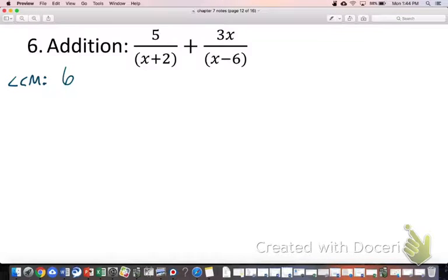An x and a 6. So 6x. Yeah. Any other suggestions? Could you just FOIL it? Foil what? The two denominators and put the 5 over. That's totally different than this, right? Okay.